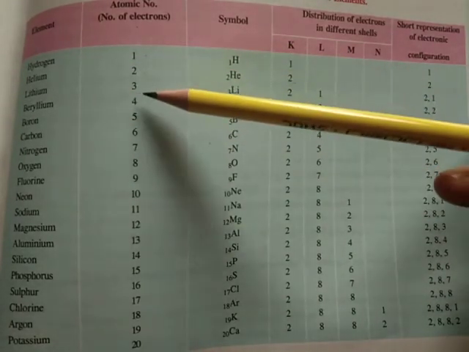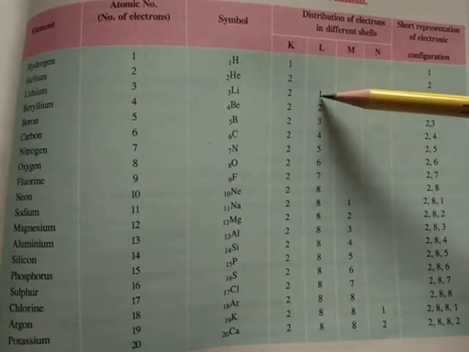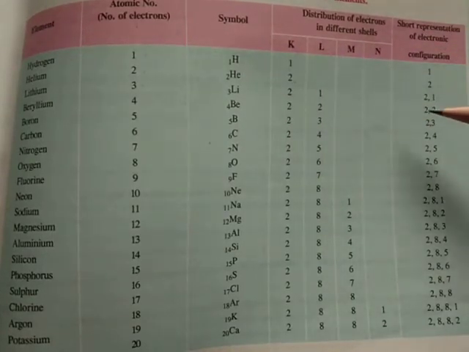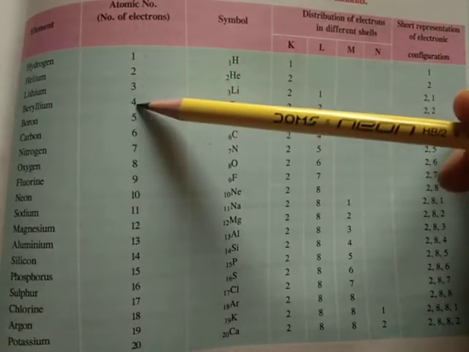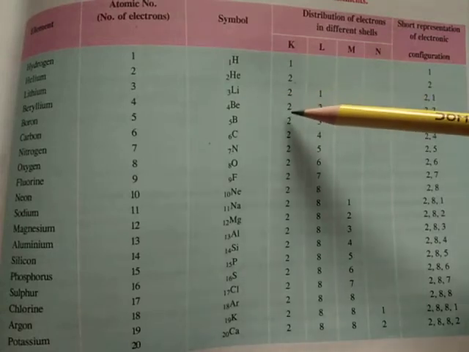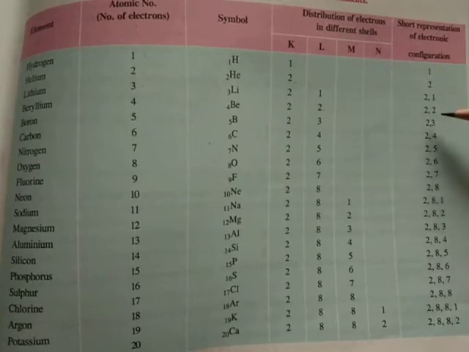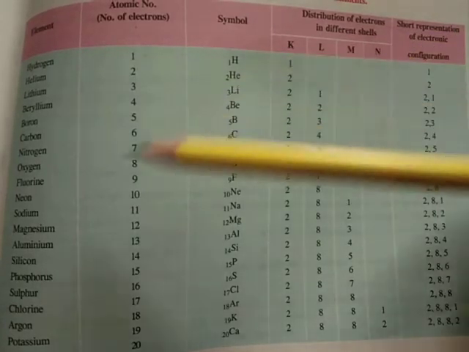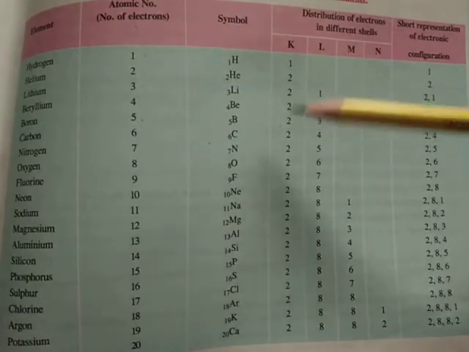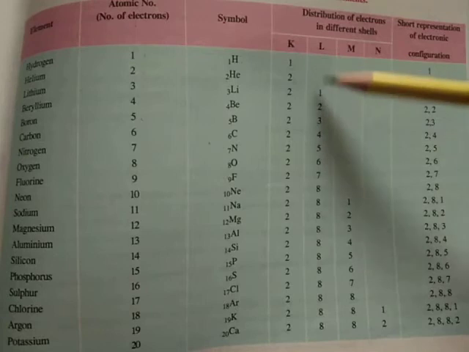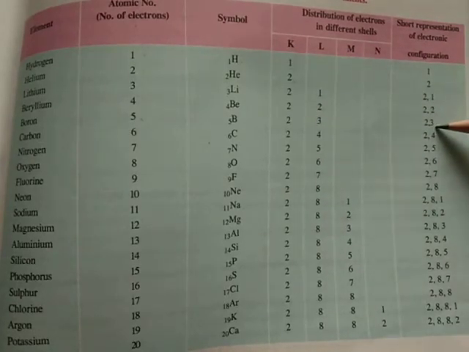Lithium, number of electrons is 3. Here in the K shell 2 and in the L shell 1 electron are present, so the electronic configuration is 2, 1. Beryllium, atomic number 4, K shell 2 electrons are present, L shell 2 electrons are present, so configuration is 2, 2. In case of boron, number of electrons is 5, K shell 2 electrons, L shell 3 electrons, so 2, 3 is the electronic configuration.